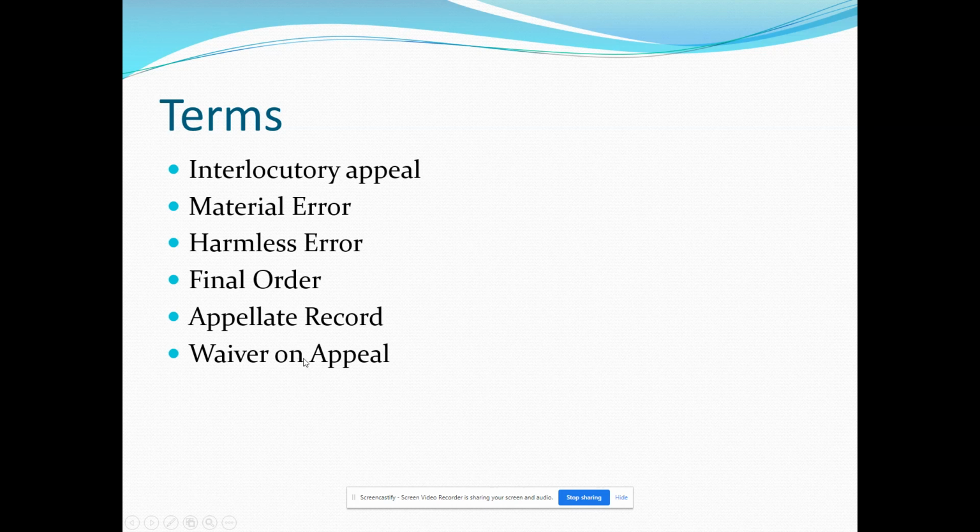Okay, so these are some terms that we talked about. Remember, interlocutory appeal, material error versus harmless error, the record, waiving things on appeal.